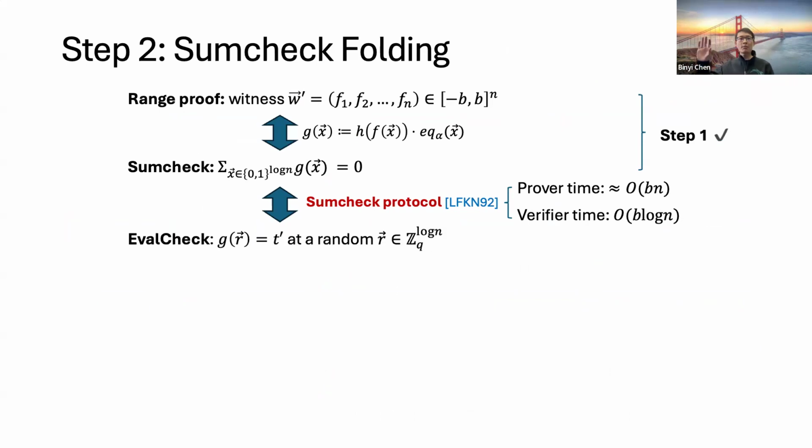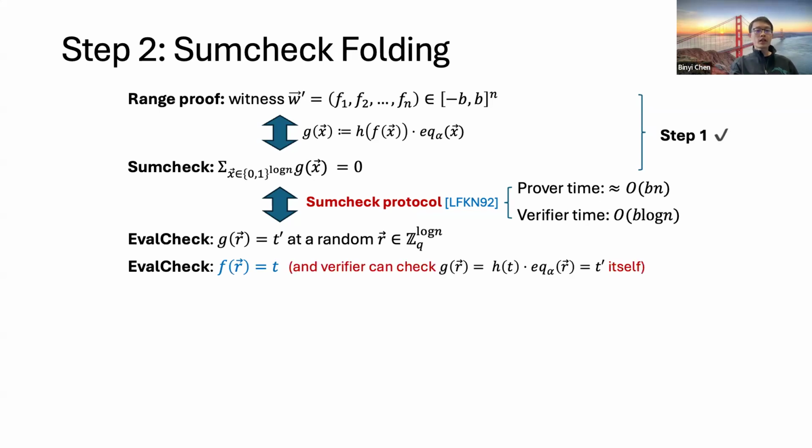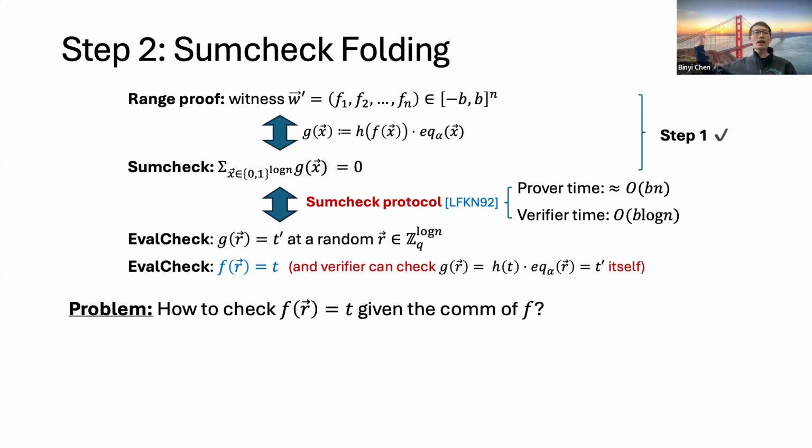And as you remember before, this reduces to a random evaluation check statement, right? And here we can do slightly better in the sense that because of the structure of G, which is basically just a product of some multilinear polynomial of f, we can reduce to checking the multilinear evaluation of f at a random point r. And after that, the verifier can recover the evaluation of G herself, given the evaluation of f, right? So now the question is how to check for this committed polynomial f that the evaluation at the random point r equals some claimed value, okay?